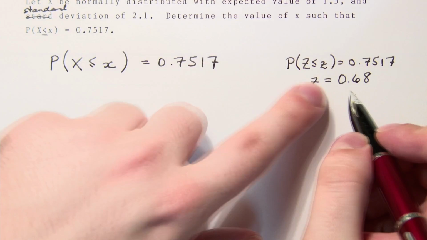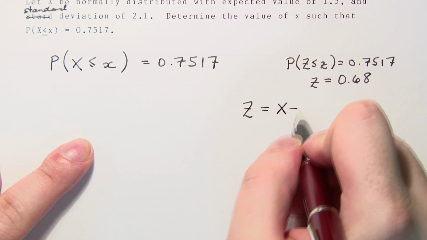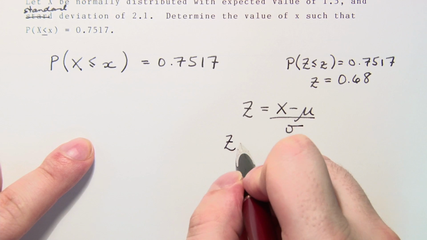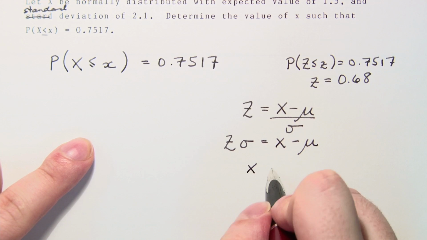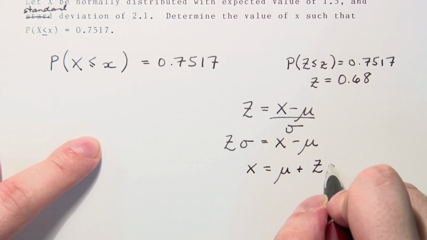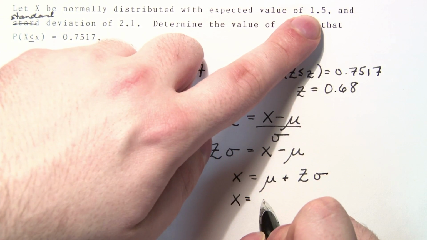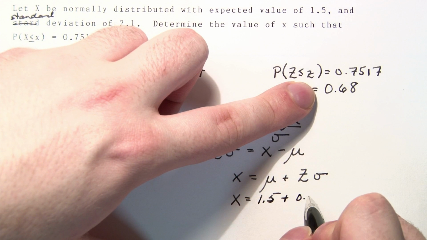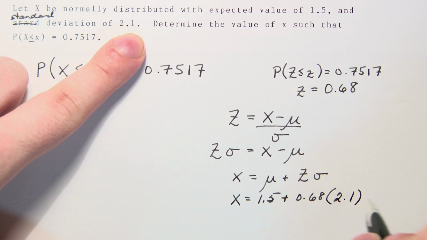Now, to convert this z back to an x, I use this formula again. I have z equals x minus mu over sigma. I can rearrange so that z multiplied by sigma is equal to x minus mu, and lastly x equals mu plus z sigma. So x equals 1.5 plus the z value of 0.68 multiplied by the standard deviation of 2.1.